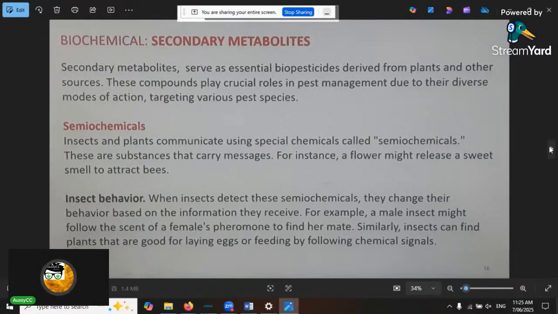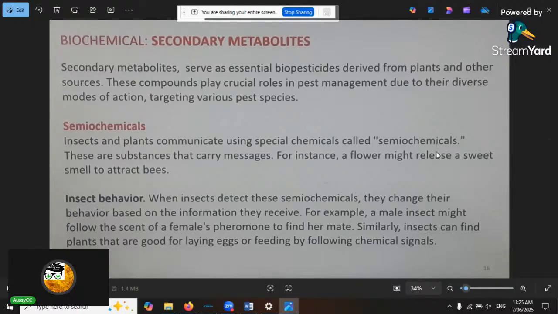Biobotanicals, here's secondary metabolites. They serve as essential biopesticides derived from plant and other sources. The compounds play crucial roles in pest management due to their diverse modes of action in targeting various pest species.